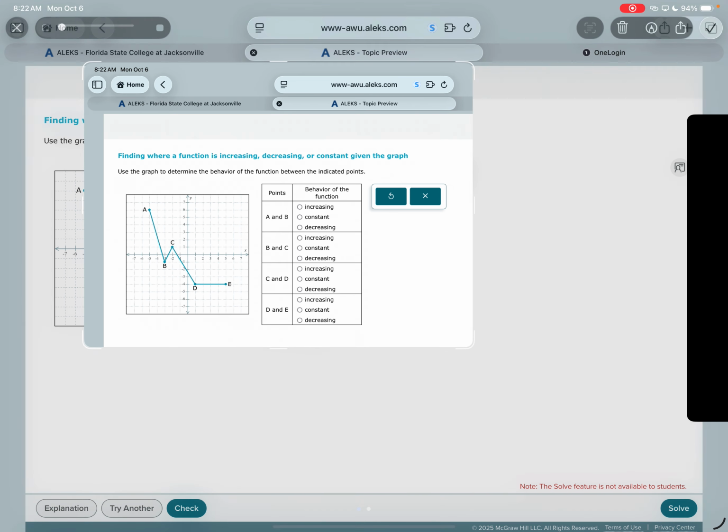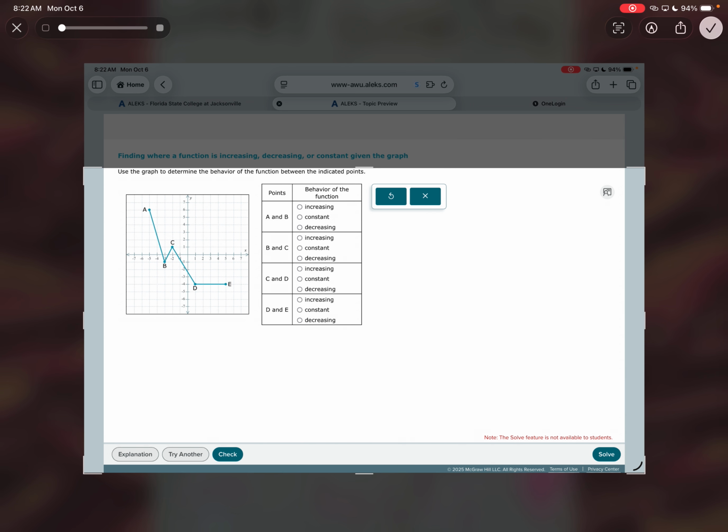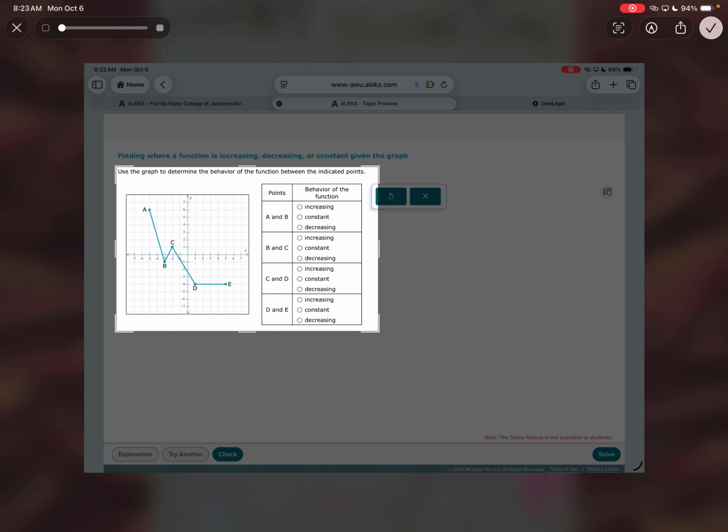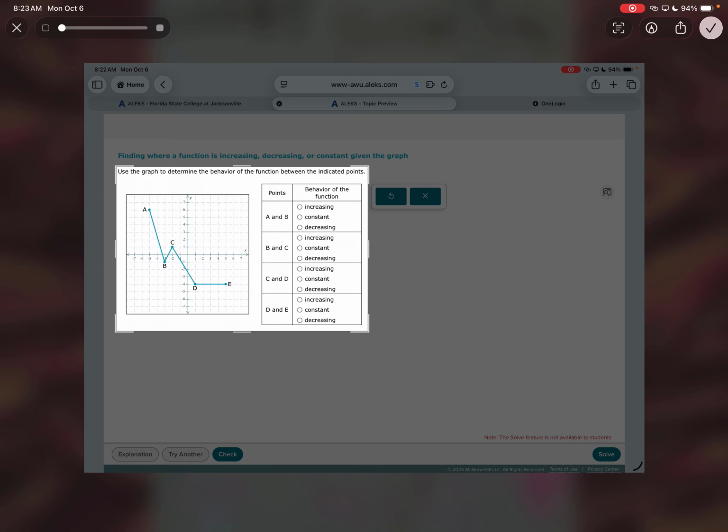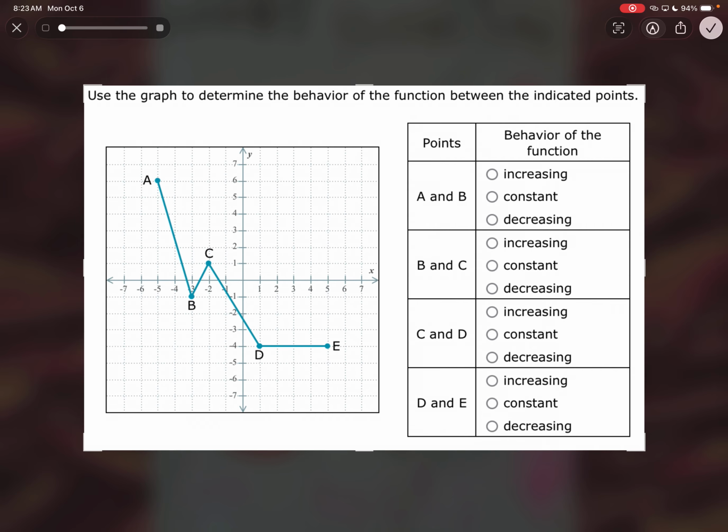All right, increasing, decreasing, and constant. So a graph is always one of these three. It is increasing, decreasing, or constant. The key to this is always looking left to right, because we read left to right. If it's going down, it's decreasing. If it's going up, it's increasing. If it's staying flat, it's constant.